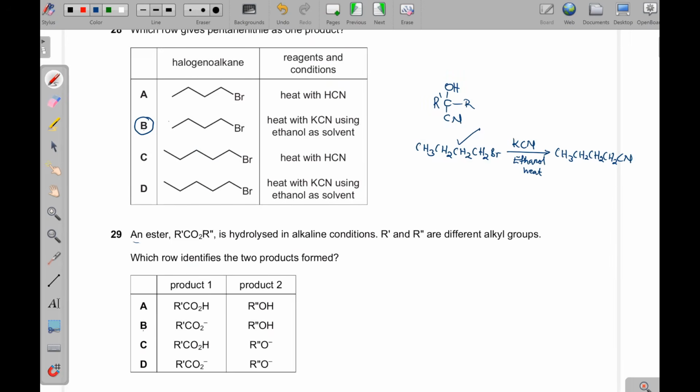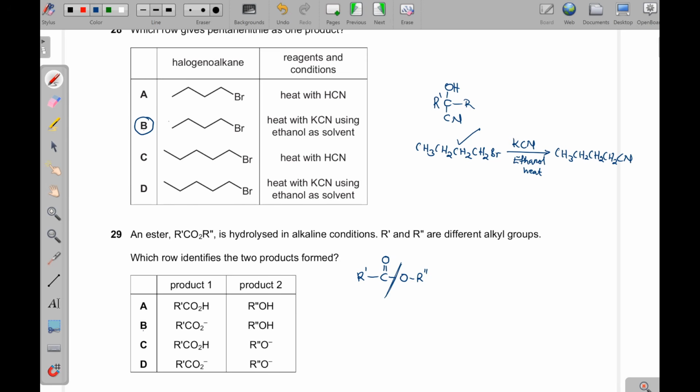Question 29. An ester, this one here, is hydrolyzed in alkaline conditions. R prime and then R double prime are different alkyl groups. Which row identifies the 2 products? Now, when I have R prime, then carbon, there is a double bond here, and then O, then there is this R prime here. So we are going to break this one here.